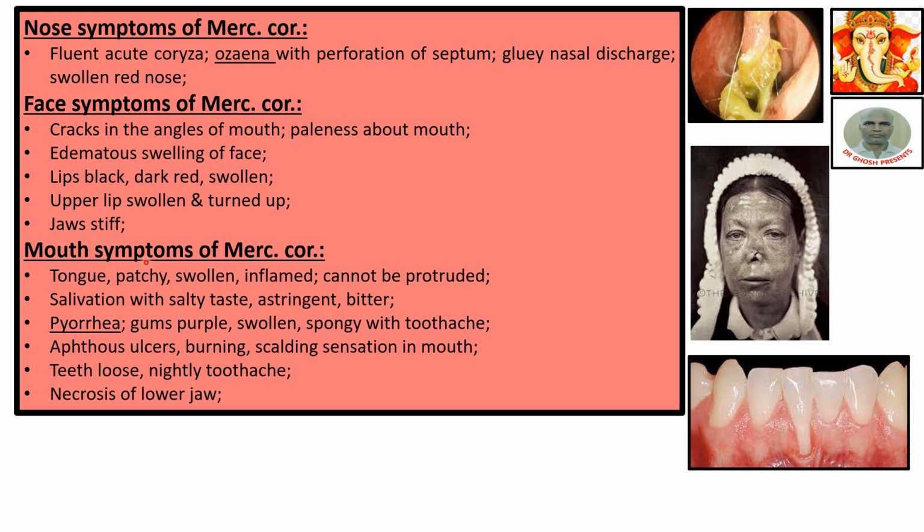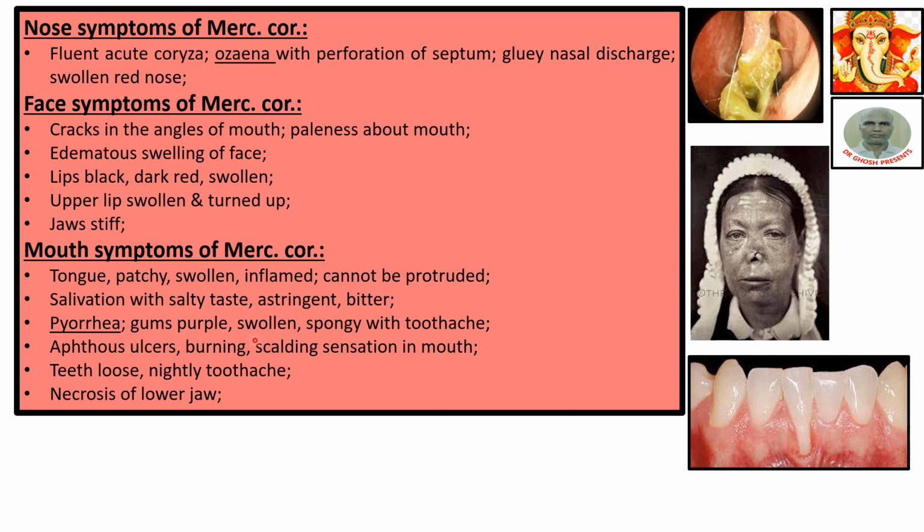If you instruct your patient, please show your teeth, he or she cannot do it because he cannot protrude his tongue, if he is a Mercur patient. Salivation with salty taste, astringent, bitter. Pyorrhea. Pyorrhea is a gum disease, severely spongy gum, a destructive disease of the gum.